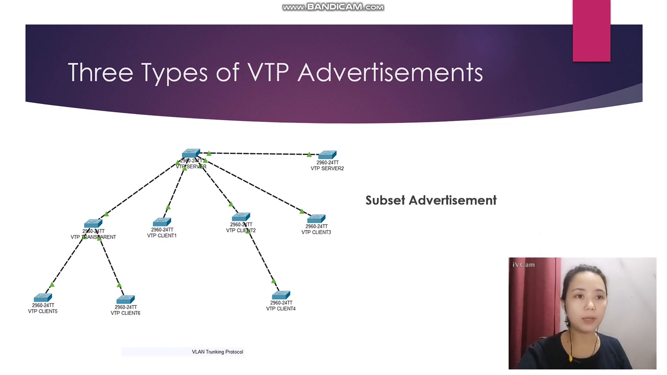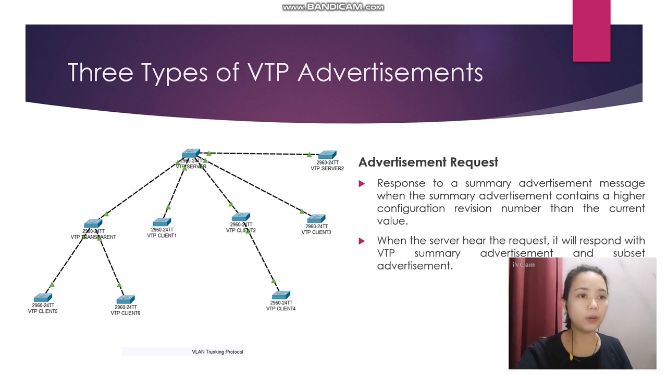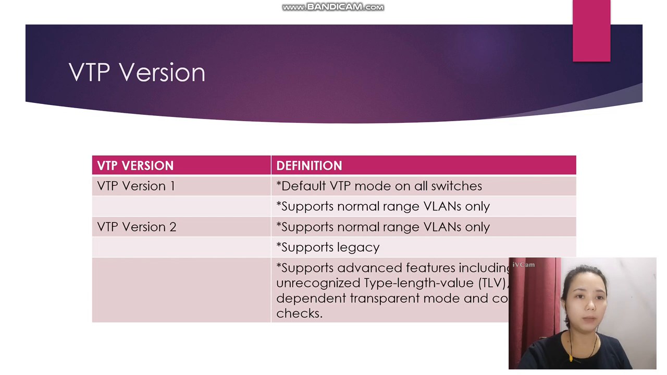The next type is the subset advertisement, which includes the details of VLAN information. It follows the summary advertisement. And the last type is the advertisement request. It is a response to a summary advertisement message when the summary advertisement contains a higher configuration revision number than the current value. When the server hears the request, it will respond with the VTP summary advertisement and the subset advertisement.